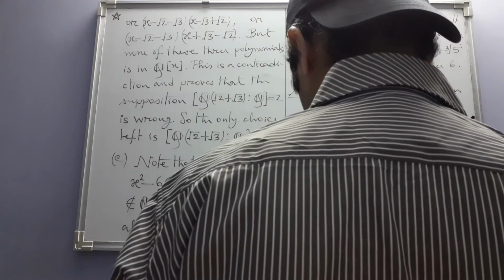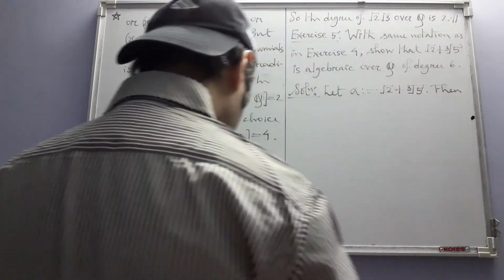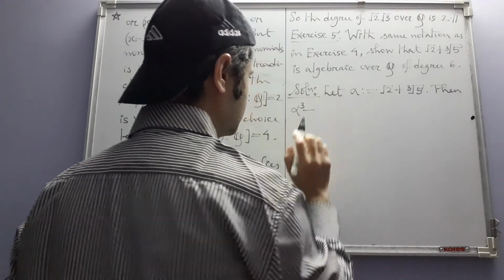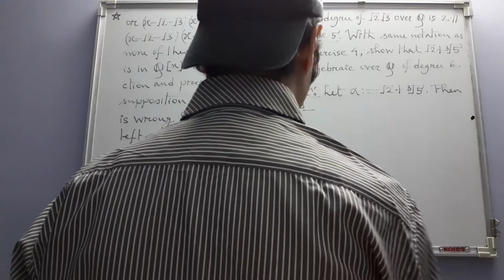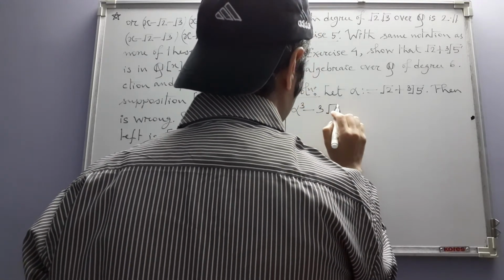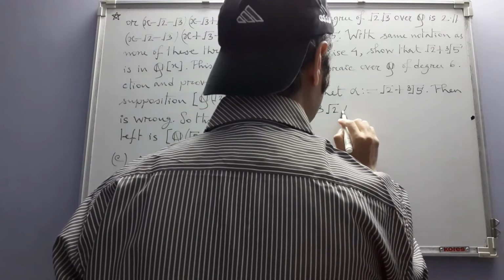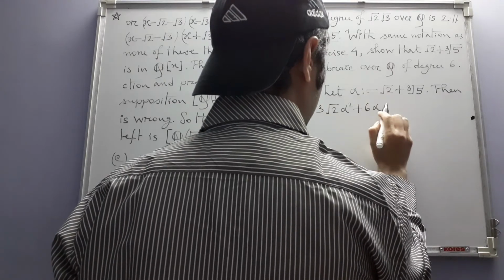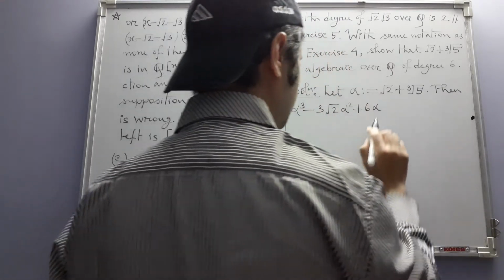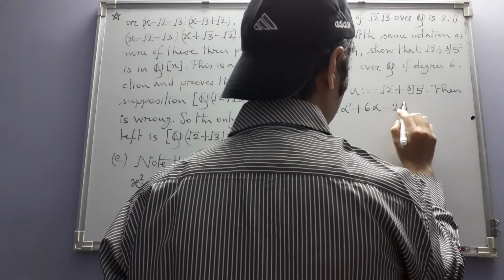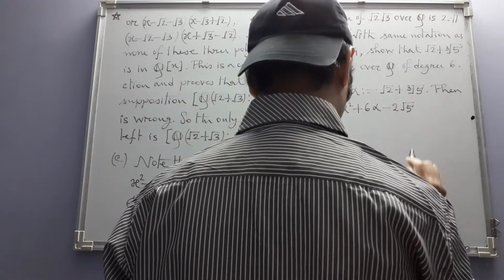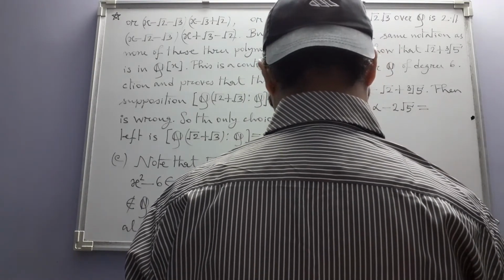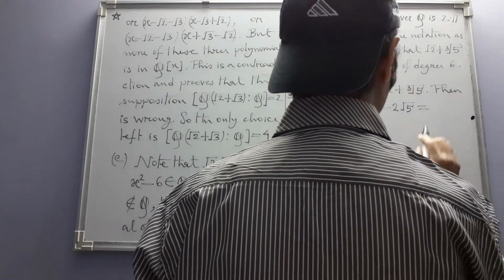Okay, so what is it we have done? We have taken cubes on both sides, and after a little bit of calculation we end up with a thing like this: alpha square plus 6 alpha minus 2 root 5 equal to five.